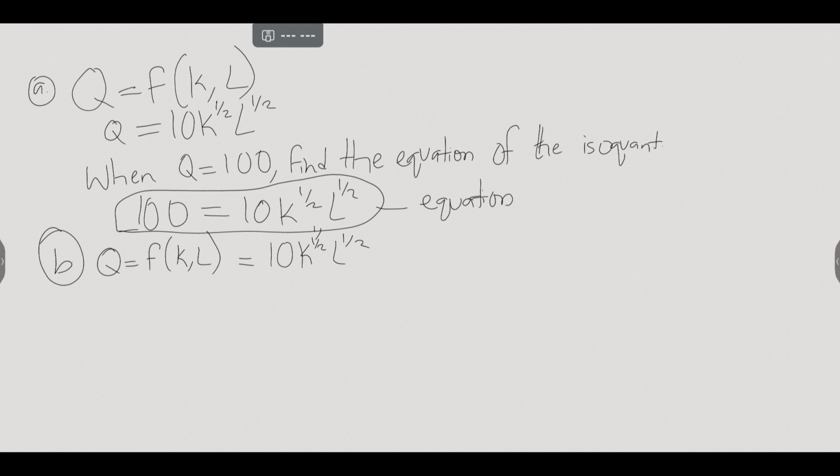Okay, but now q was not given. They just said q is a function of capital and labor, which is equal to 10k^(1/2) l^(1/2). So this is the answer to this one, number one, the equation of the isoquant. This is it. So now the second question: find the slope of the isoquant.